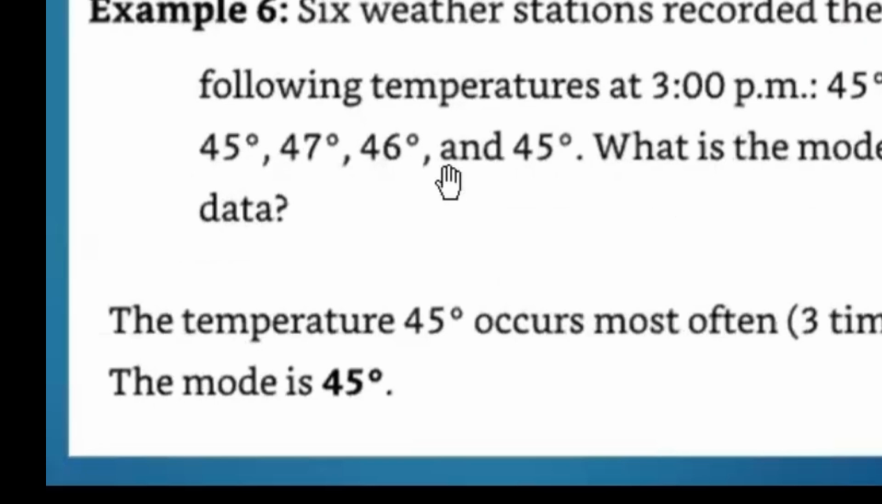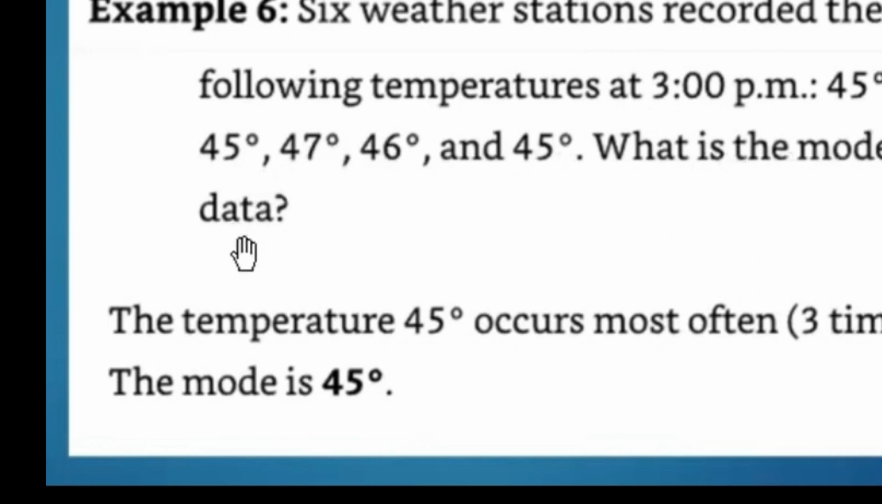We're being told that 6 different weather stations recorded the following temperatures at 3 p.m. Okay, 45 degrees, 44 degrees, 45 degrees, 47 degrees, 46 degrees, and 45 degrees. What is the mode of the data?